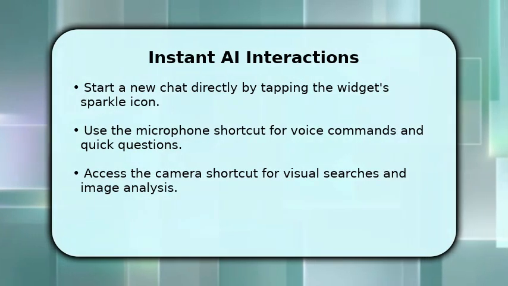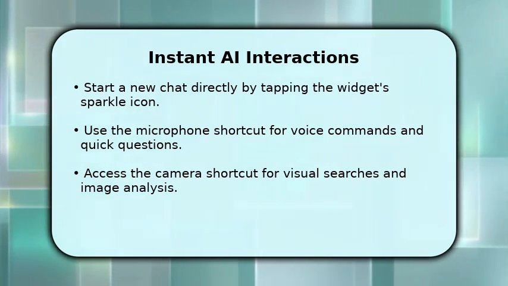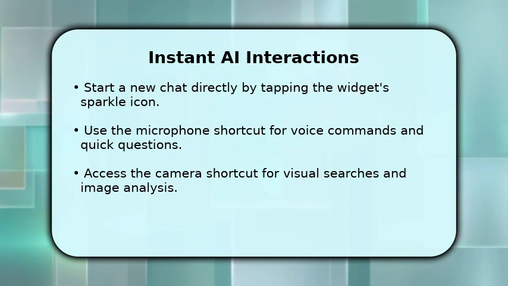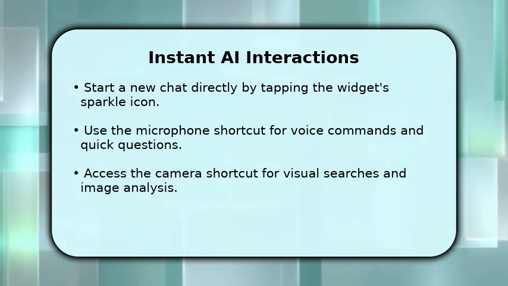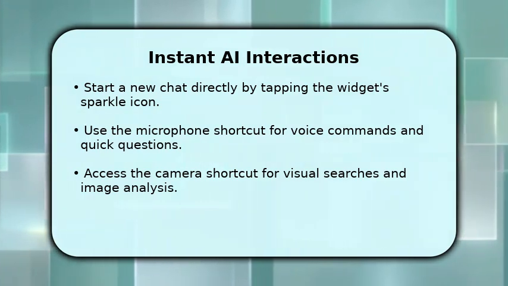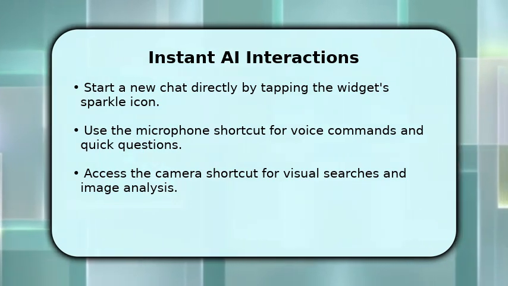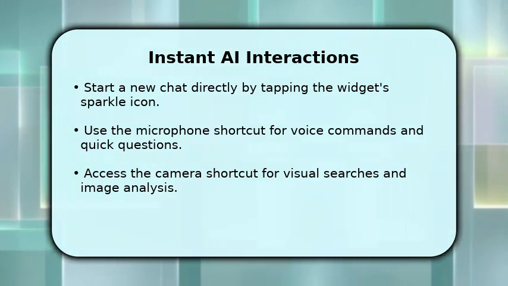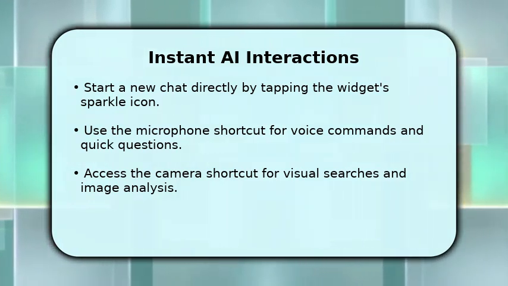Once your Gemini widget is on your home screen, interacting with it is super easy. You can tap the sparkle icon to instantly open a new chat and type your query. For hands-free convenience, use the microphone shortcut to speak your prompts. If you need to analyze an image or ask a question about something you see, the camera shortcut launches Gemini's visual search feature, making tasks like identifying objects or understanding documents effortless.